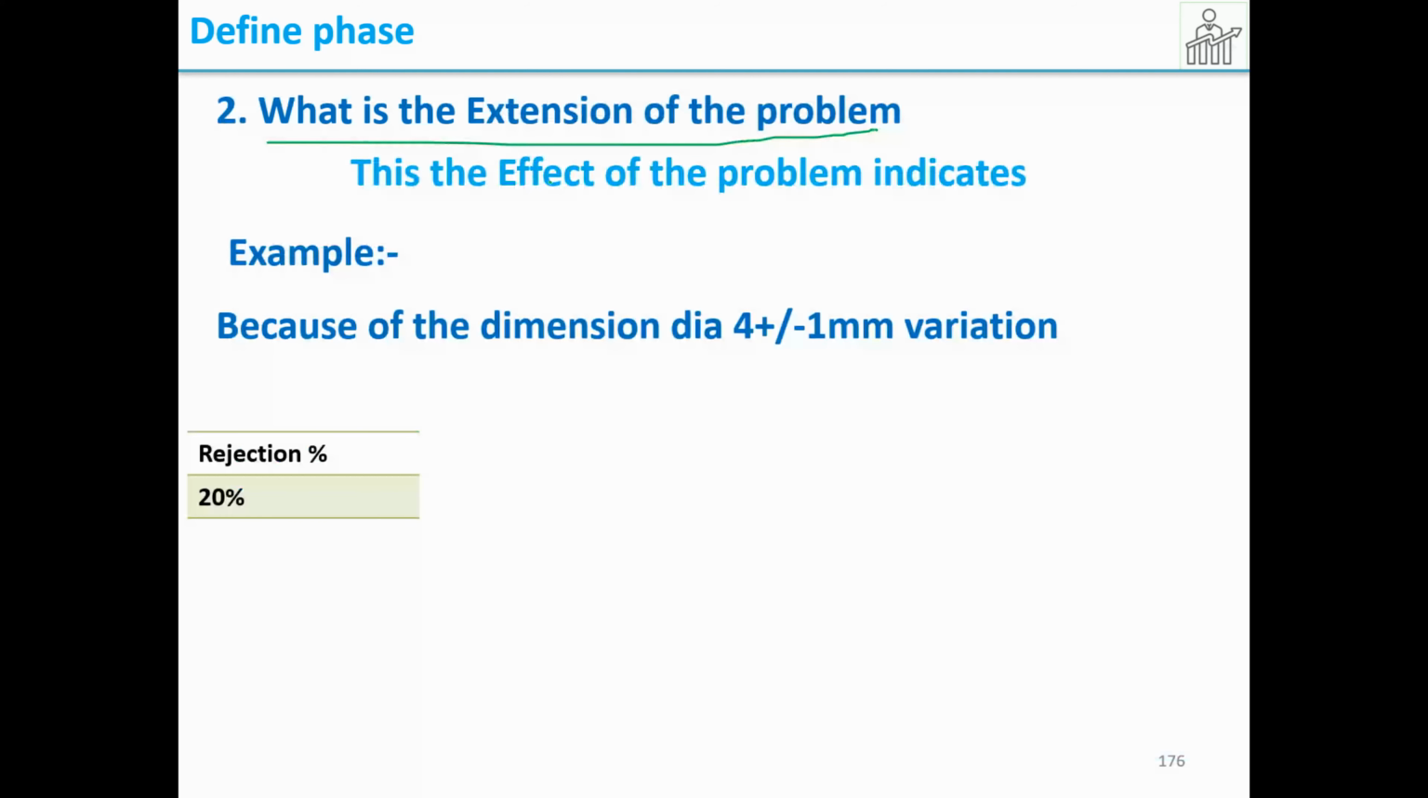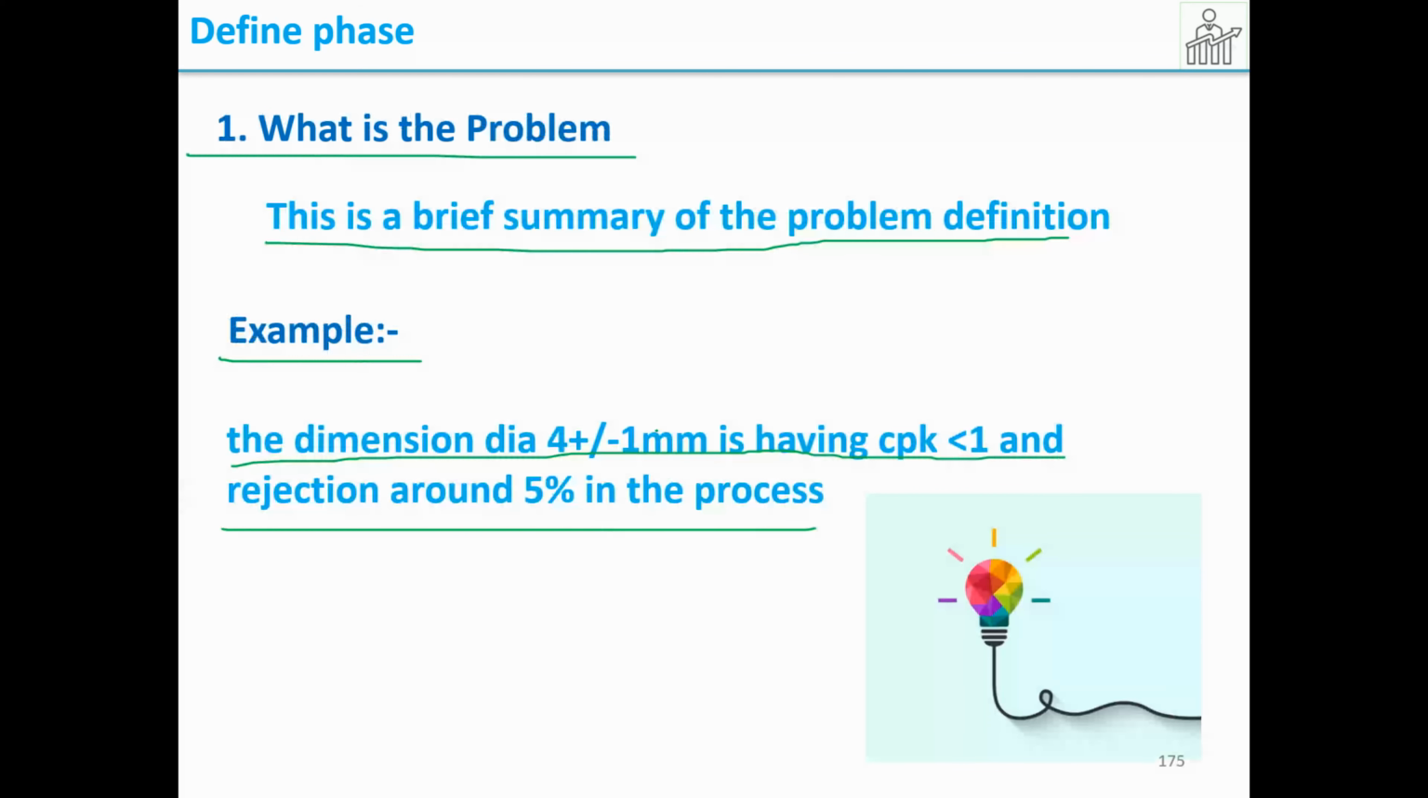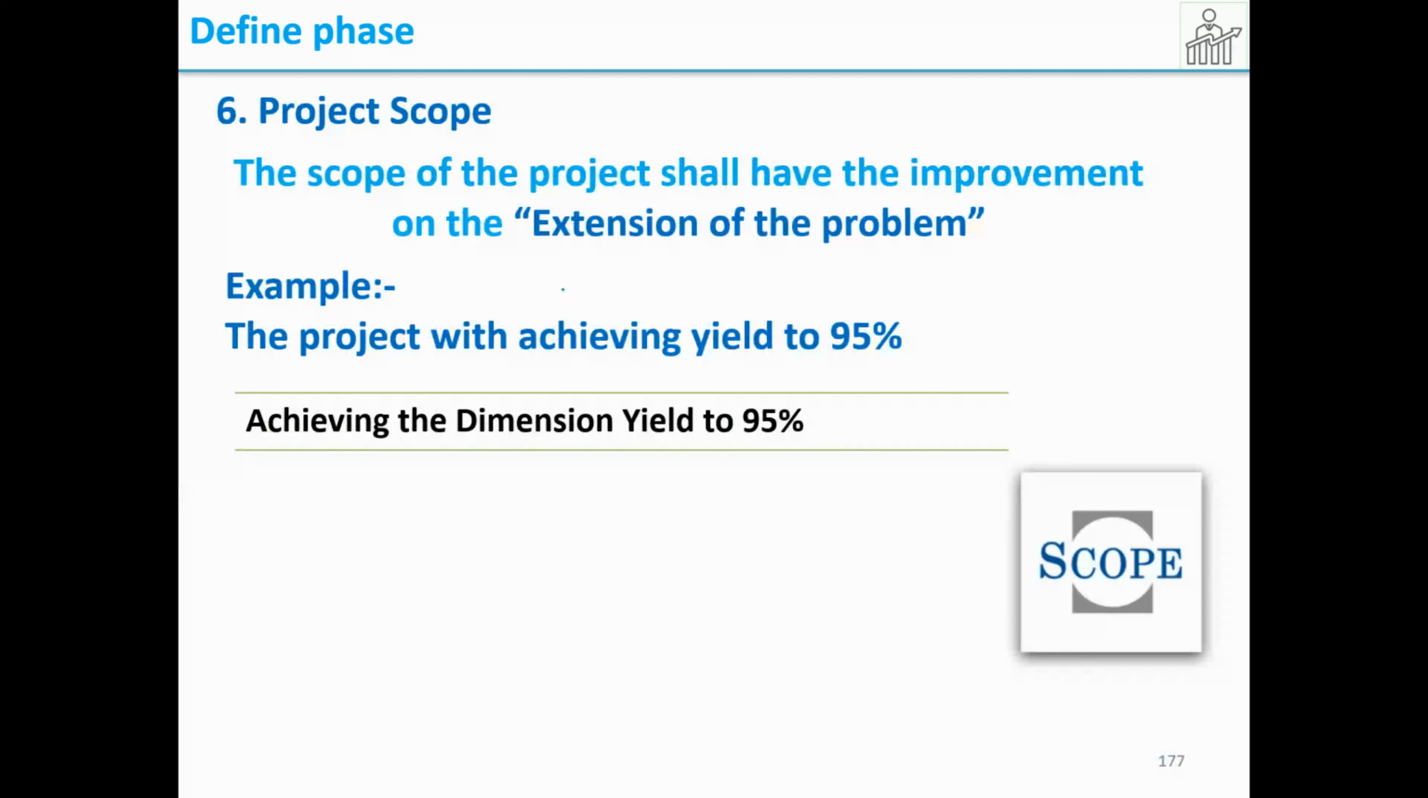What is the extension of the problem? This is the effect of the problem. Example, because of the dimension dia 4 plus or minus 1 mm variation, there is a 20% rejection. So this is not 5%. Let us assume it is a 20% rejection. So let us not consider CPK. We say there is a 20% rejection because of the problem.